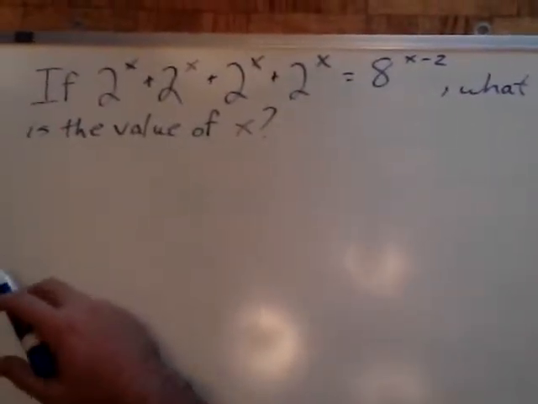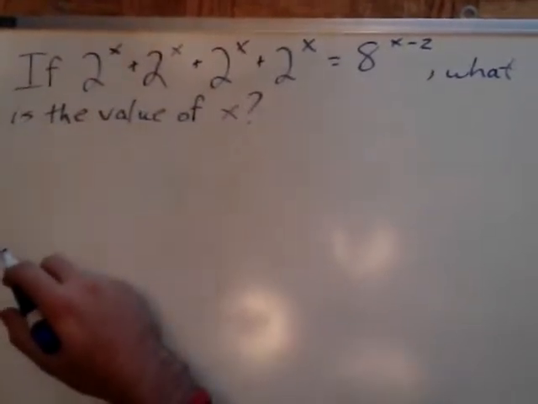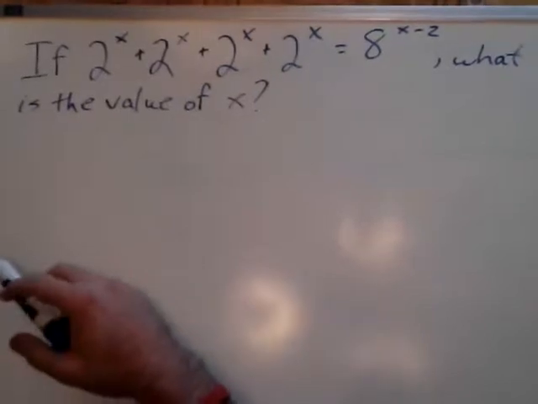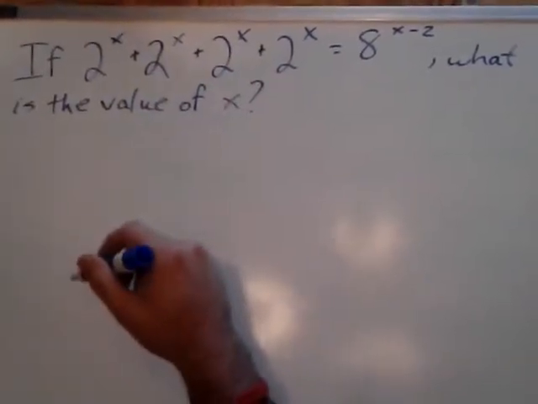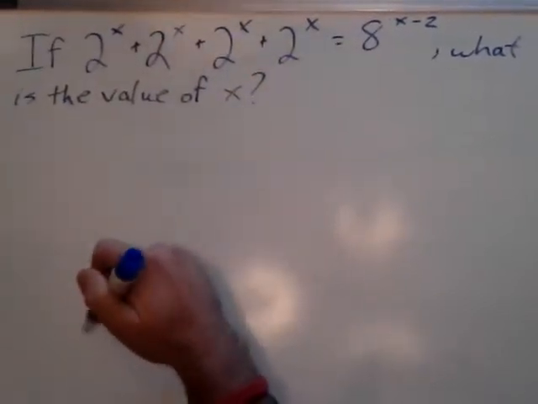Hi. Today let's look at an exponent problem. You'll find a lot of these on both the SAT and the ACT. Let's see what this one has to say here. It says, if 2 to the x plus 2 to the x plus 2 to the x plus 2 to the x is 8 to the x minus 2, what is the value of x?